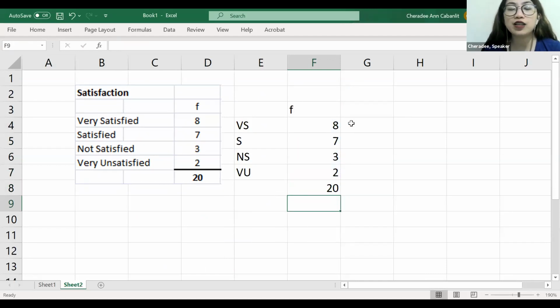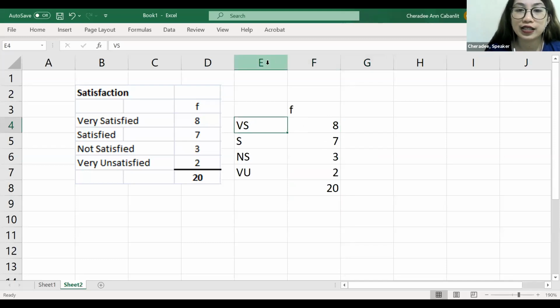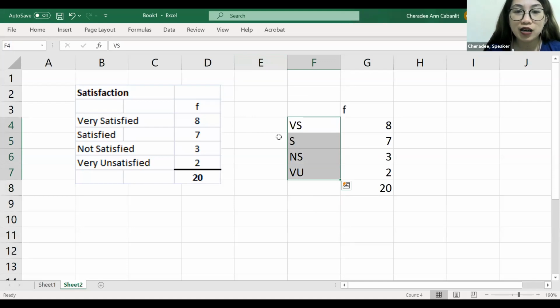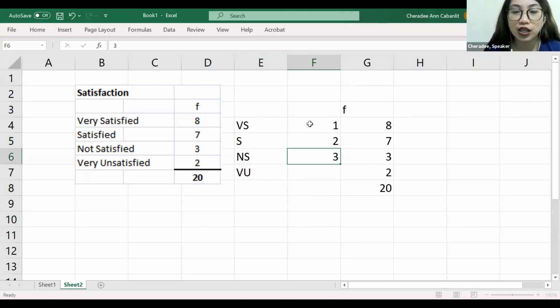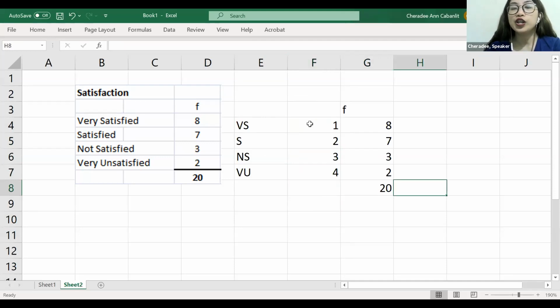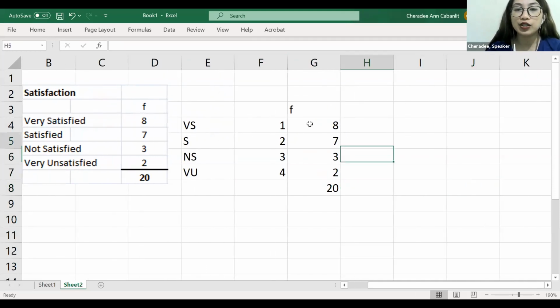Now, if we consider very satisfied as, let's say, 1, 2, 3, and 4. In order to compute the mean, since you turned the categorical data into a numerical value, you have to do a weighted mean.